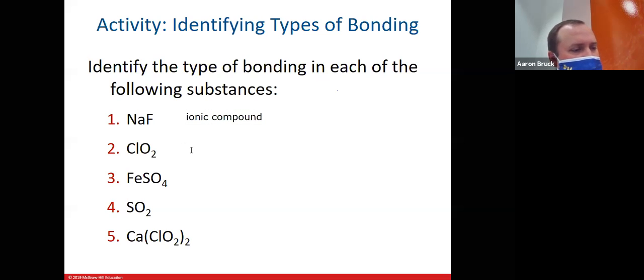All right, second one, ClO2. Is chlorine a metal? No. Is oxygen a metal? No. Here I've got two nonmetals, so I'm talking about a covalent compound.